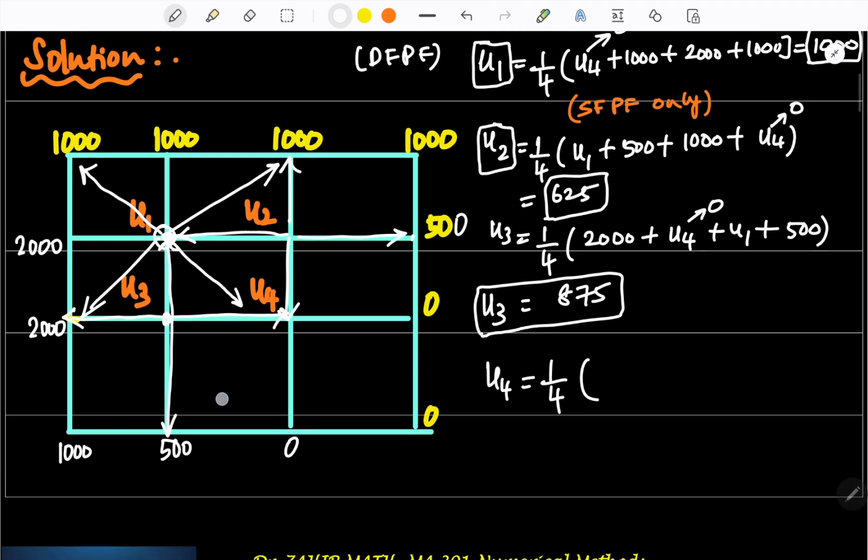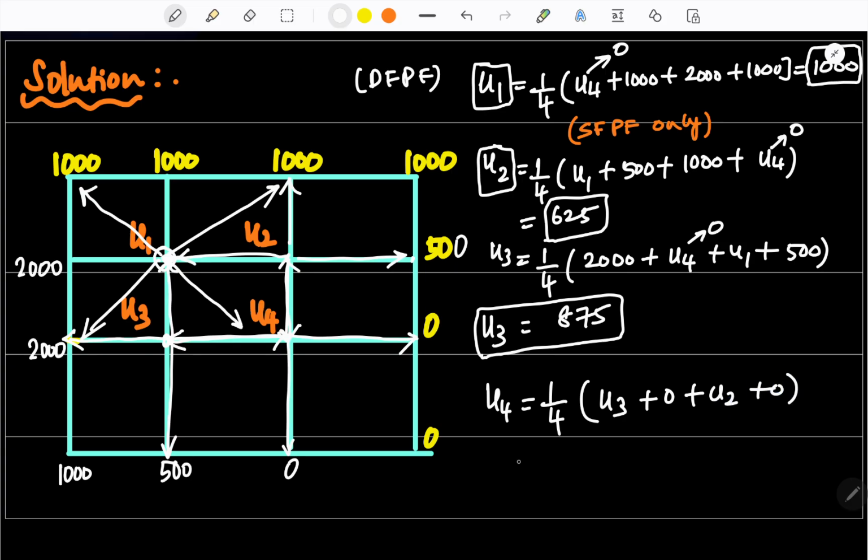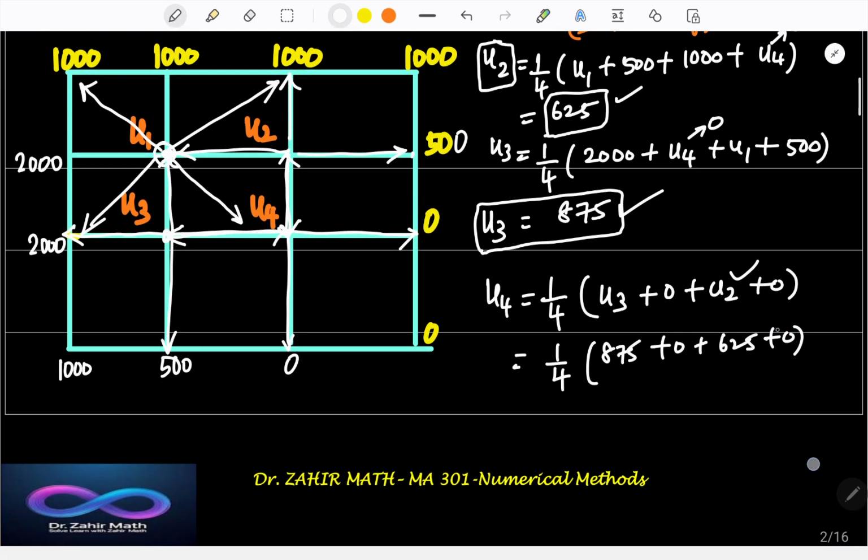For u4, we are taking the left side, which is u3, and the right side 0, then u2, then 0, right? So u3 plus 0 plus u2 plus 0, which equals 1 by 4. For u3, you just take this value, the immediate value, keep it in your mind, that's the main process of this one, plus 0 plus u2 also, from here you have to take it, 625 plus 0. If you put all these things in the calculator, you will get 375 as u4, right? So all these things we calculated.